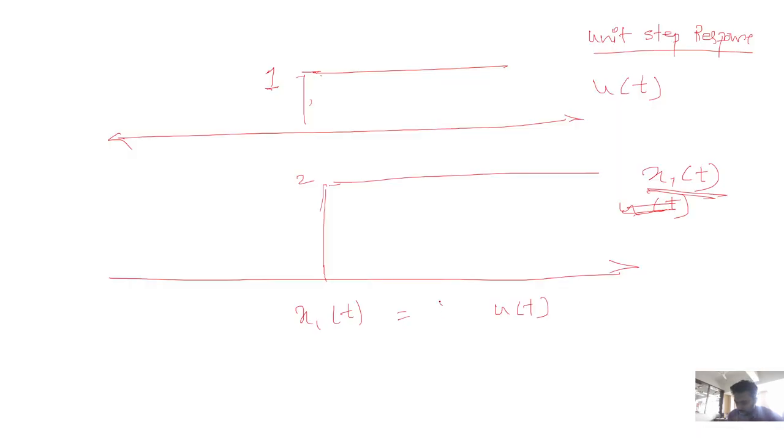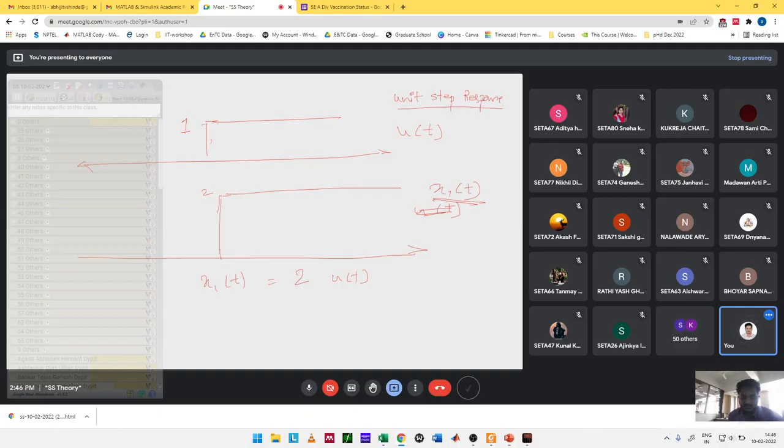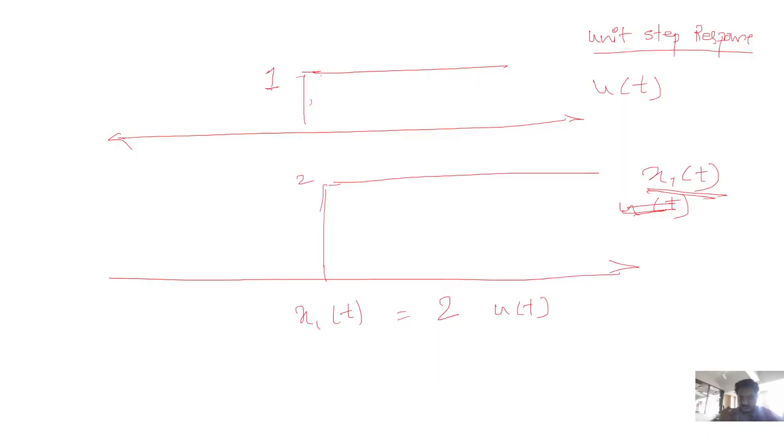If we write 2 over here, will it be the same? Sir, can we write 1 plus u of t? Yes, we can write that also. 1 plus u of t. And if this is 3, then what will it be? 2 plus u of t.